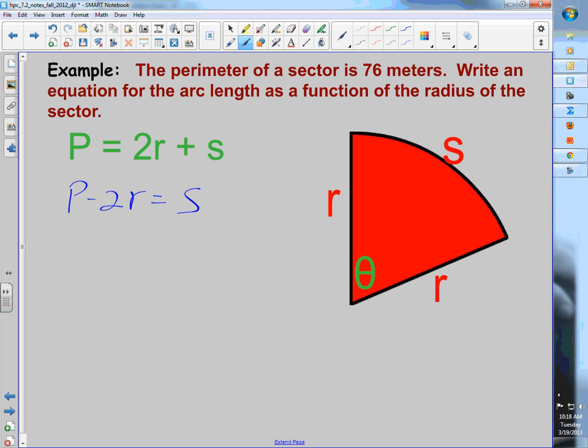The directions, I think, are confusing. Anytime I see solve in terms of, write a function in terms of, that terminology gets to be a little bit confusing. So if you're writing an equation for the arc length, that's what they're asking you to have. So it's got to be arc length equals. So as a function, what are we going to put in for P? 76 minus 2R. That's all you need.